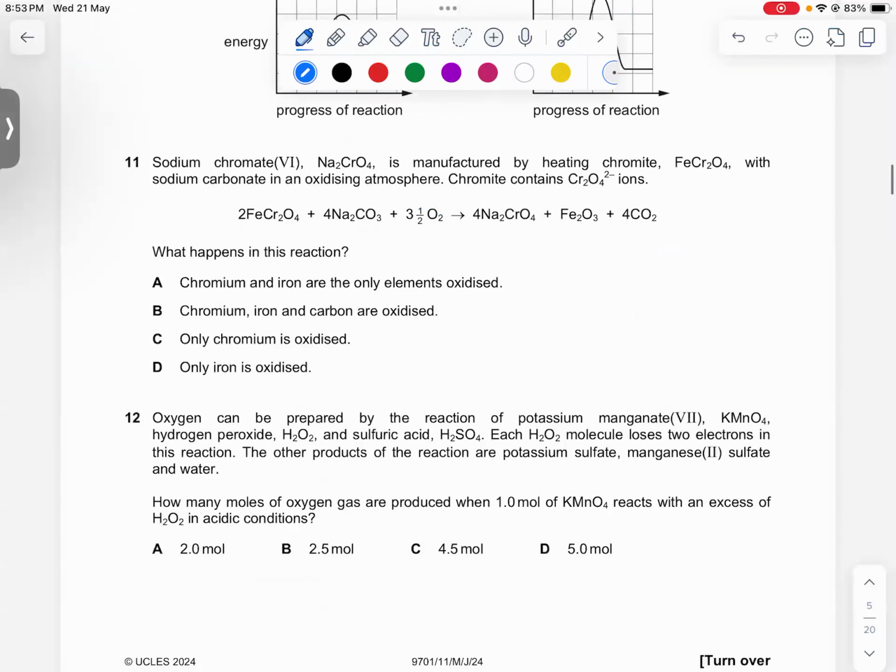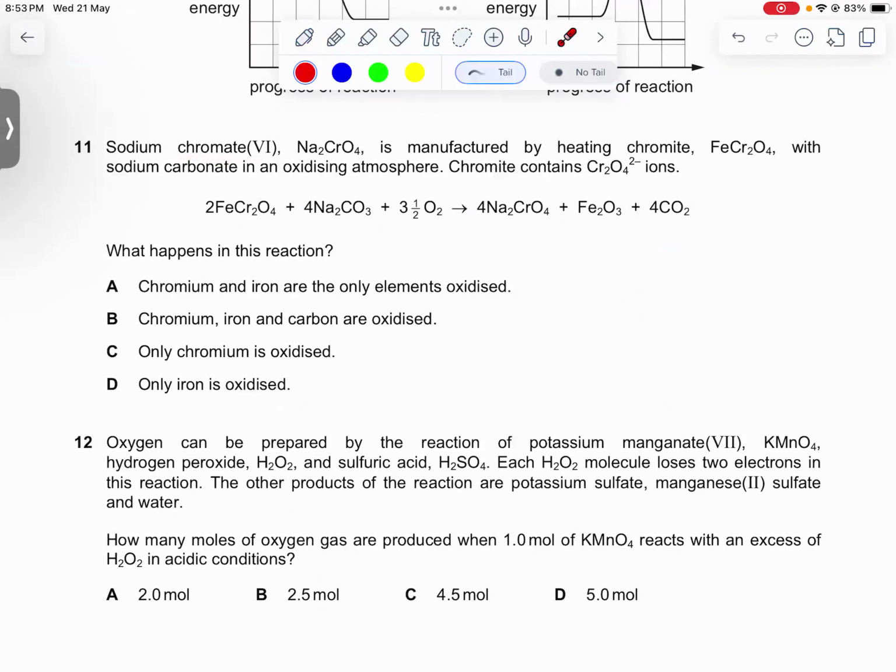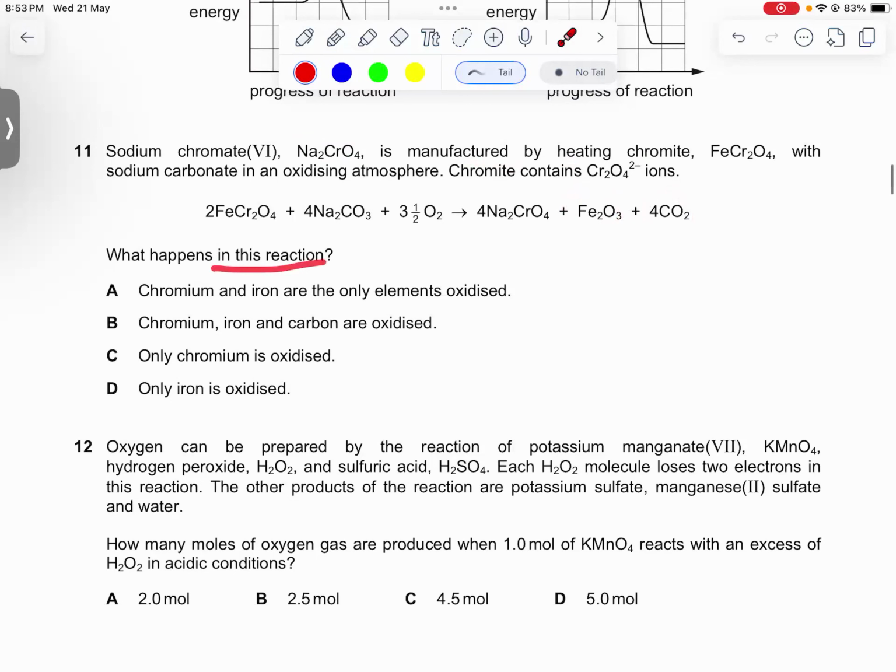Next question. Question number 11. Sodium chromate(VI), Na2CrO4, is manufactured by heating chromite, FeCr2O4, with sodium carbonate in an oxidizing atmosphere. Chromite contains Cr2O4 2- ions. 2 FeCr2O4 plus 2 Na2CO3 plus 3.5 O2 gives 4 Na2CrO4 plus Fe2O3 plus 4 CO2. What happens in this reaction? What would probably be happening in this reaction? The question is about oxidizing and reducing.